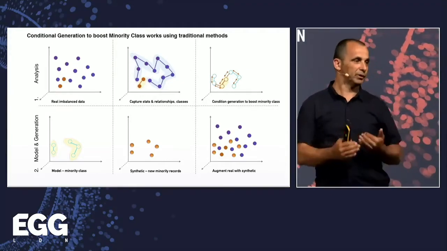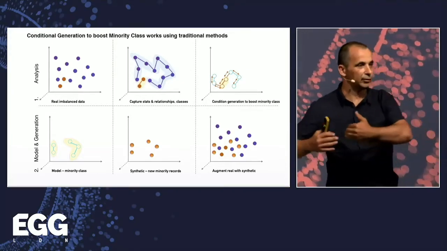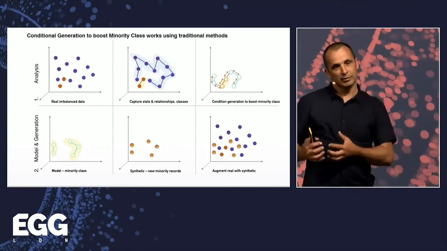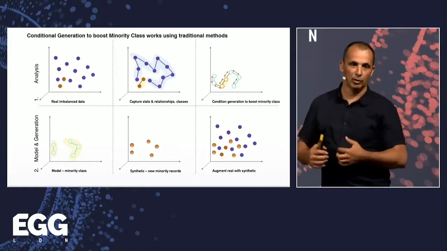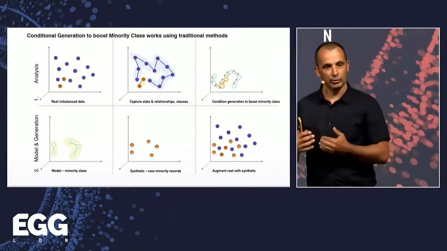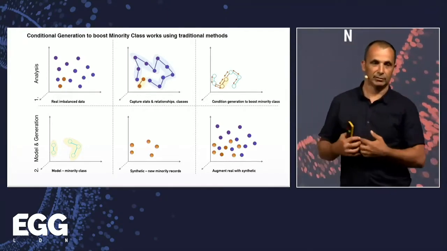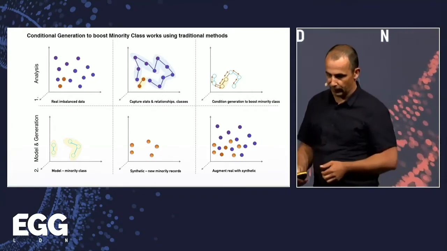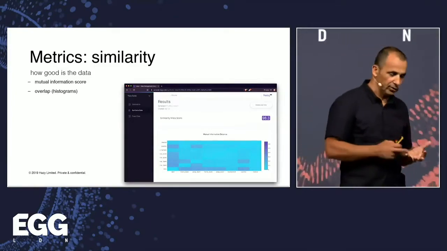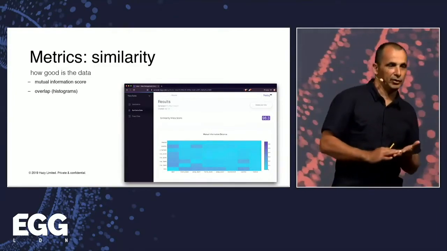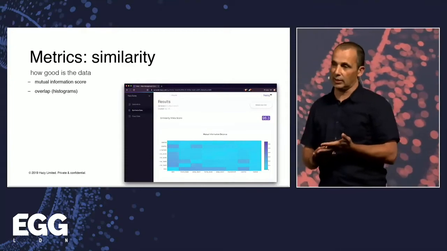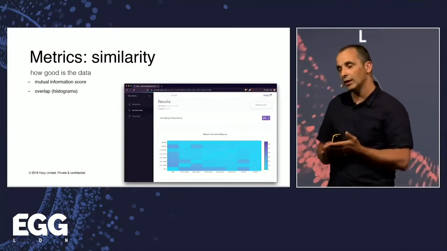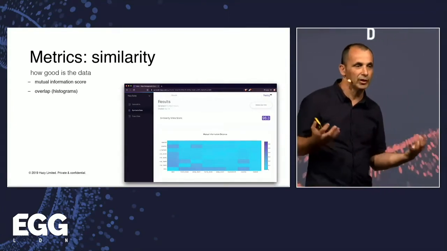By enhancing the fraudulent cases using the synthetic generator, we will be able to get a more balanced data set, and the model will perform not only more accurately, but also more robustly towards new points that it may face in the future. In terms of metrics, we have three sets of metrics that guarantee that our data is of good quality. The first one is similarity. How similar is the synthetic data with respect to the real data?